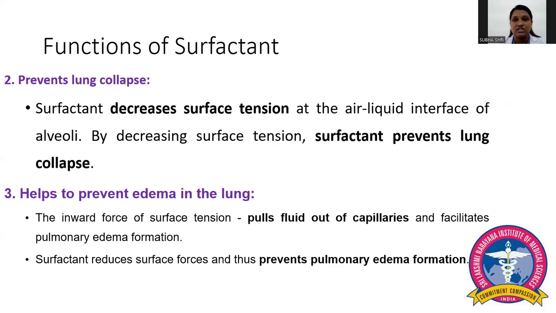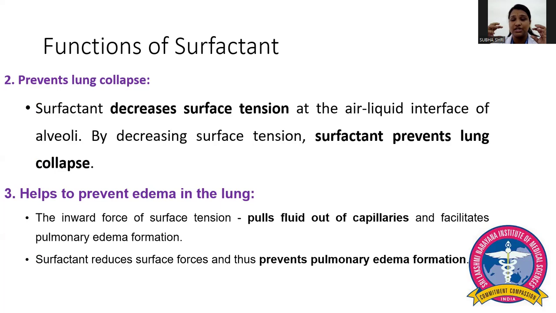The second function is that it prevents lung collapse. How does it prevent lung collapse? Just now we discussed, it decreases the surface tension at the air-liquid interface, and by decreasing the surface tension, it prevents lung collapse. The third function is that surfactant also prevents pulmonary edema. How does it prevent pulmonary edema? It is related to surface tension.